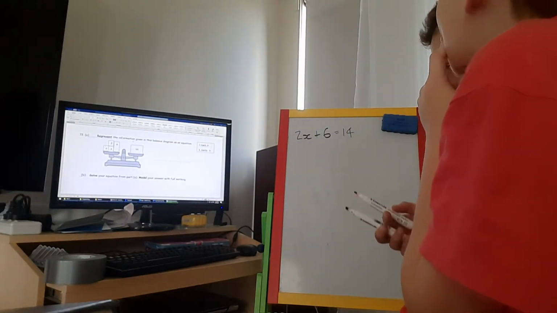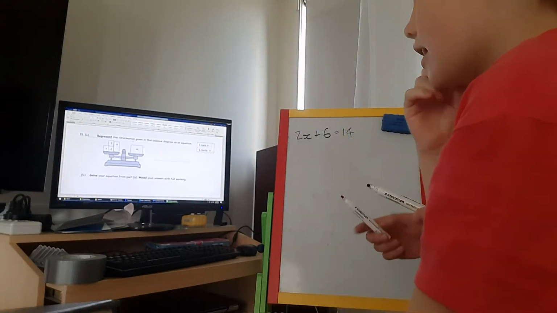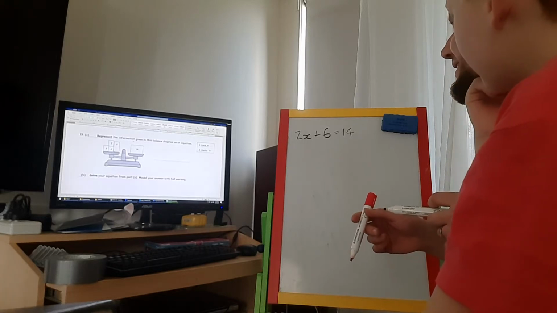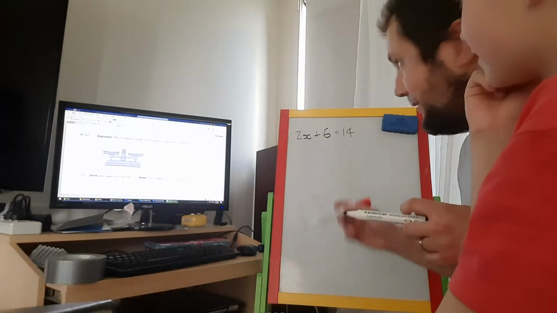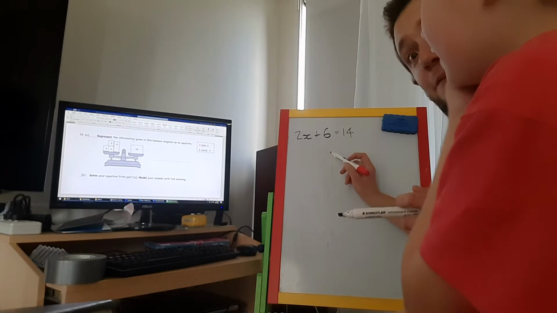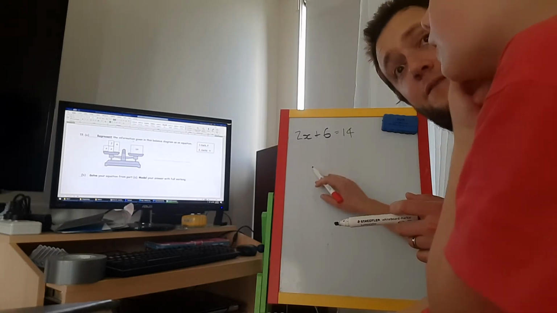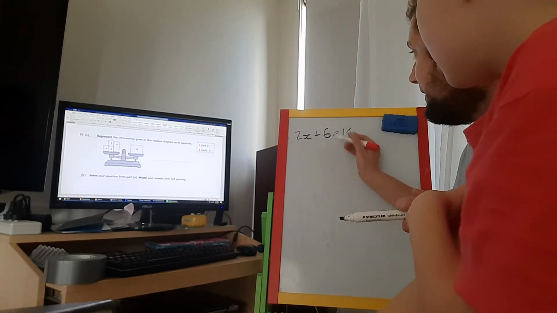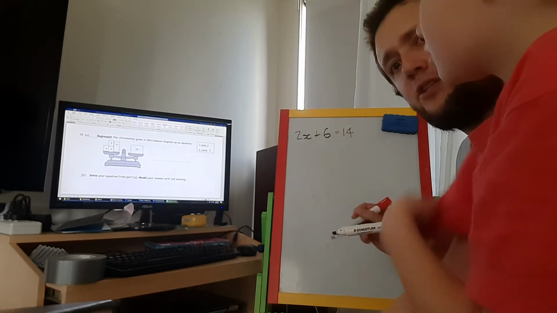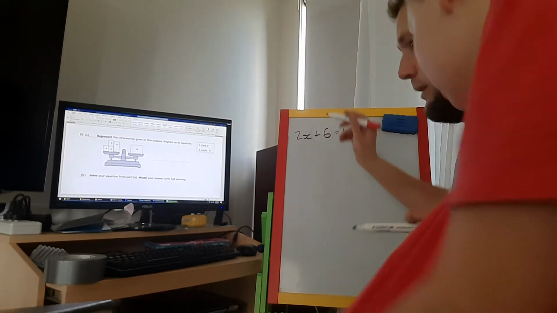What is the first step? X is... It is 4, but we're going to work it out properly. What's the first step here? What did I say we did first? We do our addition subtraction first. How do we get rid of a plus 6?